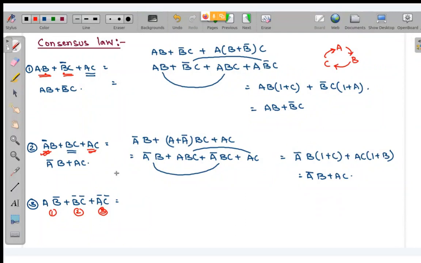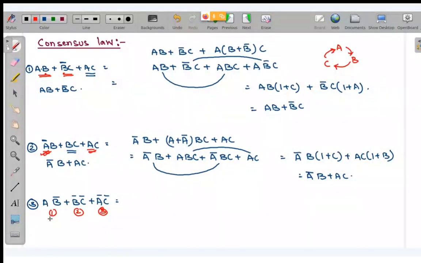Look for the complemented and uncomplemented terms. Which terms are you going to retain? 1, 2 and 3. What happened? 1 and 3 should be retained.